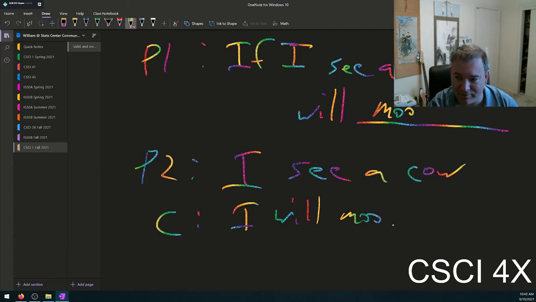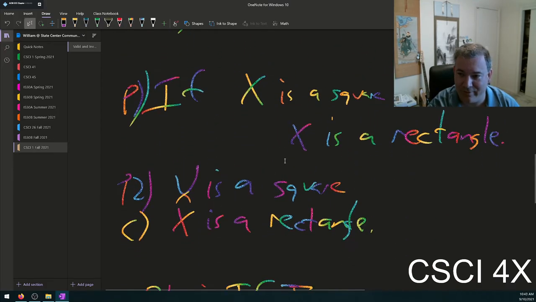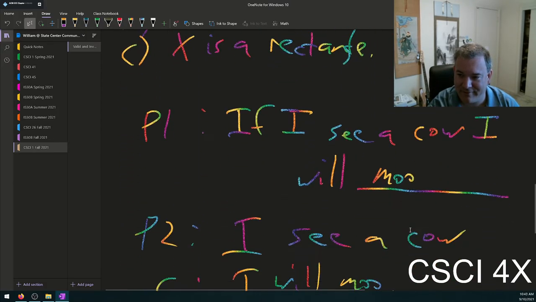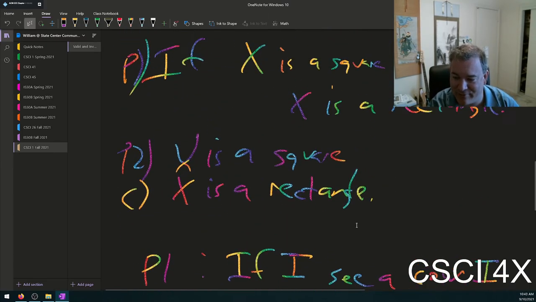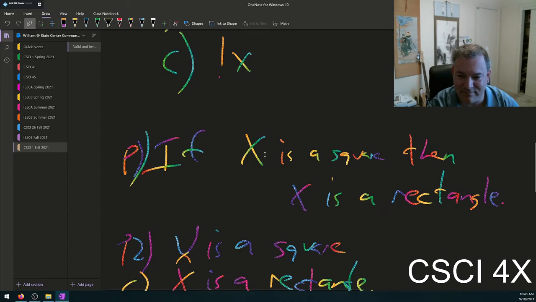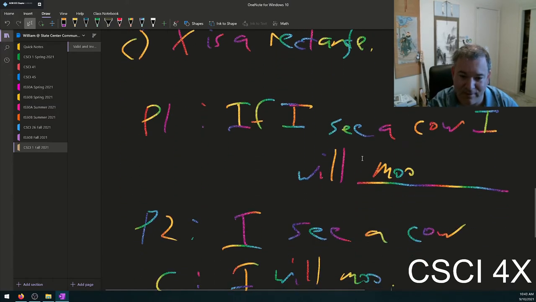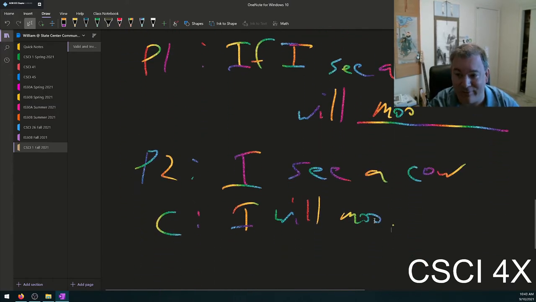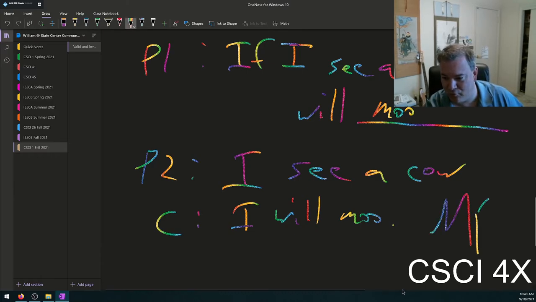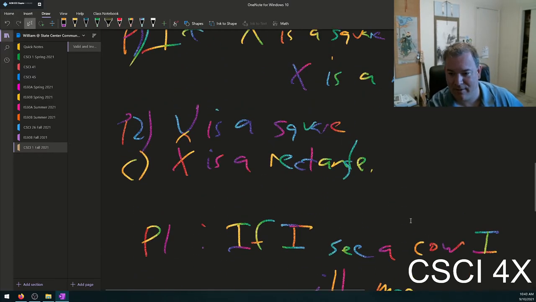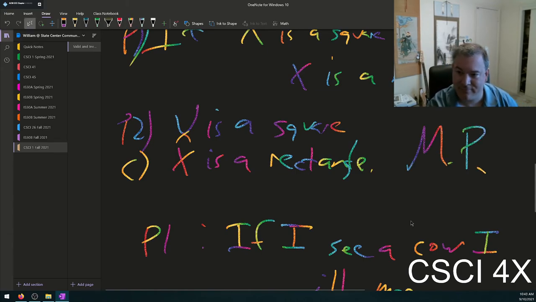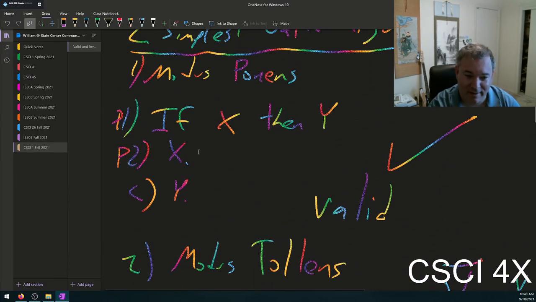Are you guys all choosing modus tollens because my previous example was modus ponens? Is that why? There's two options, I've given two examples, therefore it must be MT. If X is a square, then X is a rectangle. X is a square, X is a rectangle. This is modus ponens. If I see a cow, I will moo. I see a cow, I will moo. This is also modus ponens. Yeah. If X, then Y. X is true, therefore Y is true. Logical implication. And Zybooks will probably help with this as well.